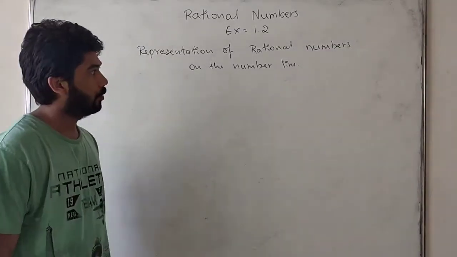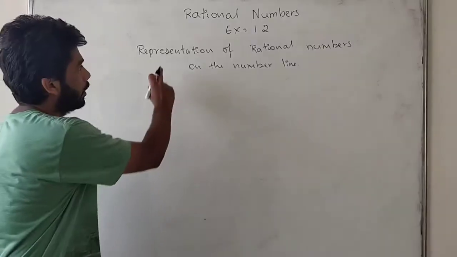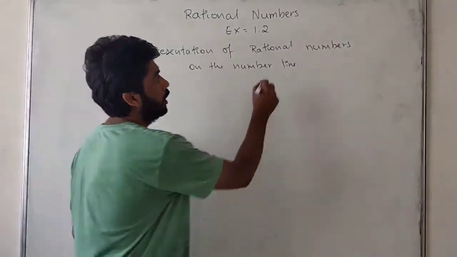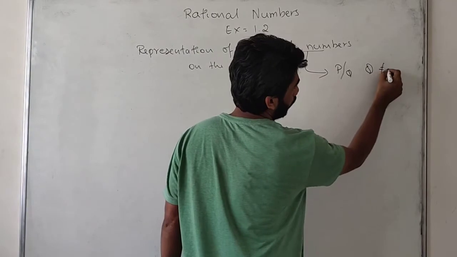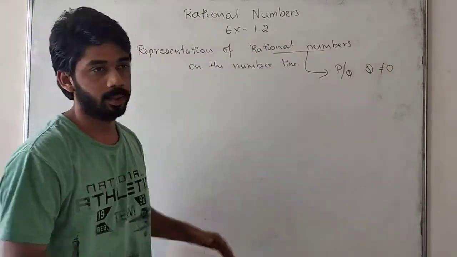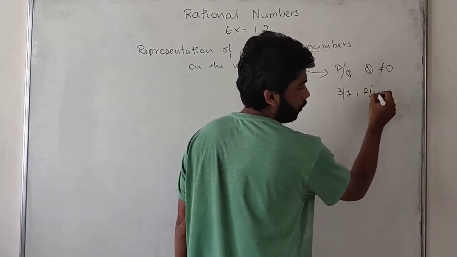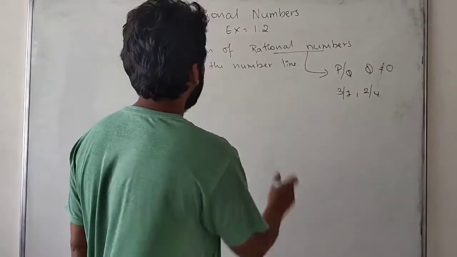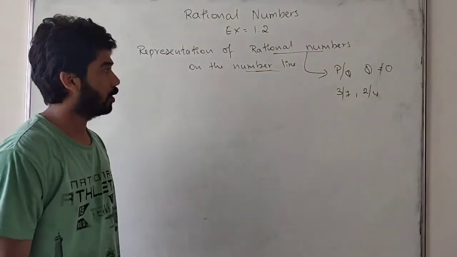Okay, students, in this class we are going to take up the concept of representation of rational numbers on the number line. What is a rational number? A rational number means p by q, where q is not equal to 0. This is called a rational number. For example, we can take 3 by 7 or 2 by 4. So we are representing rational numbers on the number line.